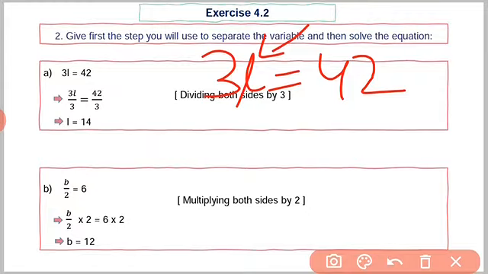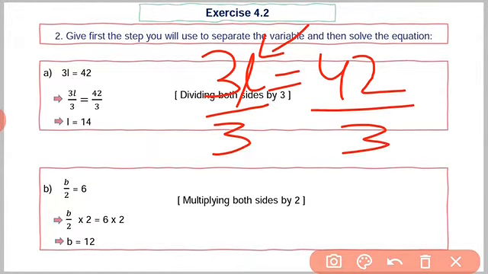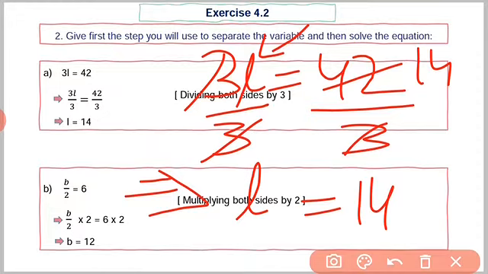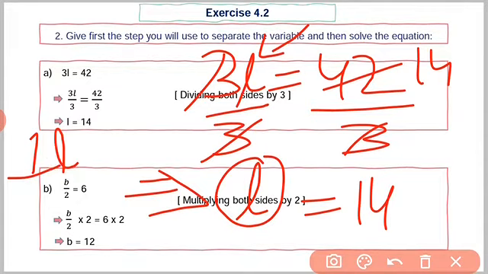So what we will do? We will divide both sides, that is LHS and RHS, by 3. So what do we get? This 3 will cancel out and it will be 1, and we will get L is equal to 14 times. Remember children, we should have only one with L. There should not be any other number with L.